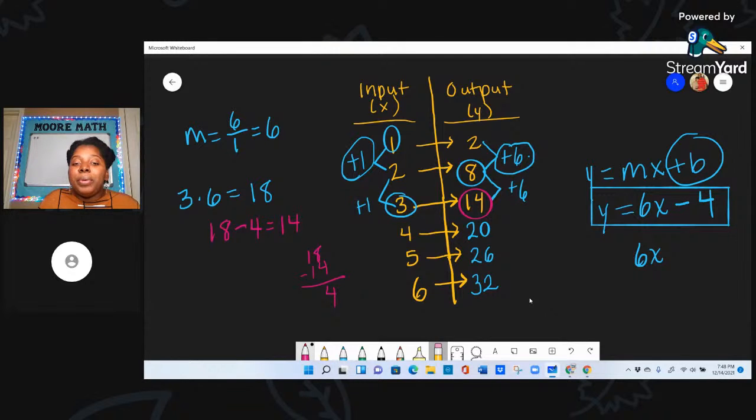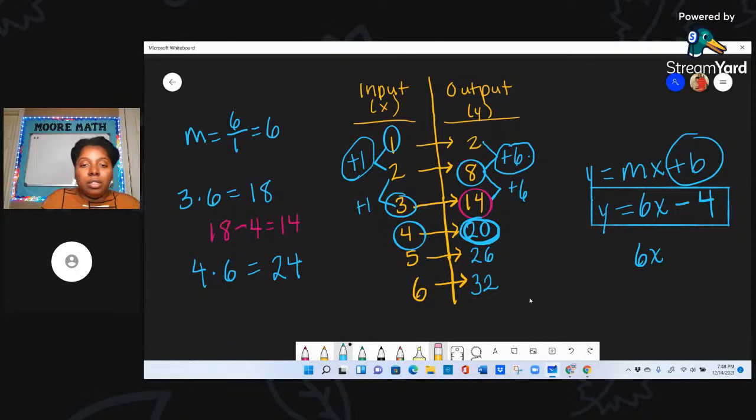And then we did another one just to make sure that we had it right. So we said, all right, well, let's try a 4. 4 times 6. What's 4 times 6? 24. Okay. I went from 24 to 20. You see that? When I input that 4, out comes 20.